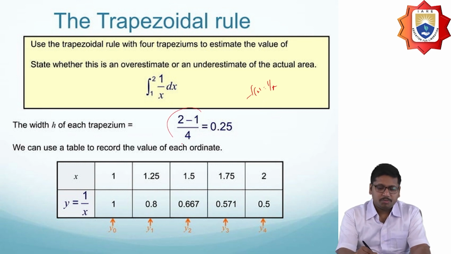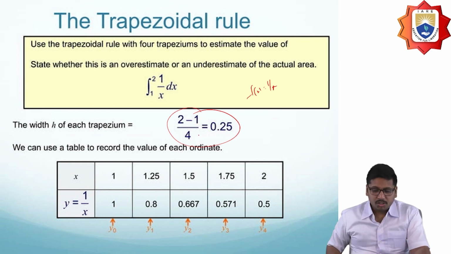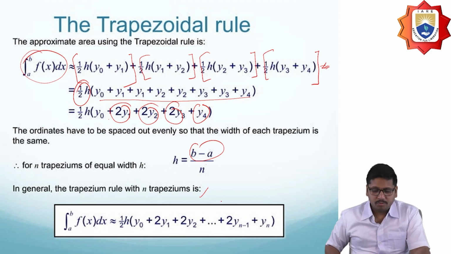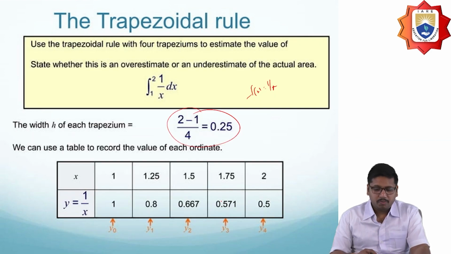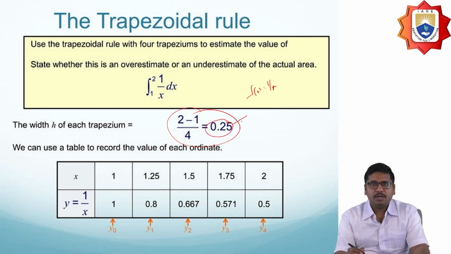The width of the trapezium is going to be denoted by b minus a by n, which is 2 minus 1 by 4, where n is the number of values. So how many values am I going to take? Four. So the width of the trapezium is going to be 0.25. That should be the width of each trapezium.